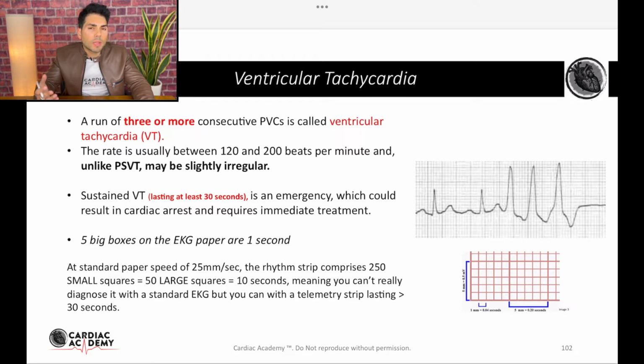So if you think about it, can you actually diagnose V.Tach on an EKG? Well, in reality, an EKG only records 10 seconds. So you could make the argument that you can't really diagnose V.Tach on an EKG. You will need like 3 EKGs. But what you actually need is telemetry, in which you can record more than 30 seconds. But let me tell you, someone with V.Tach of 10 seconds is going to be symptomatic. So you will know, okay?